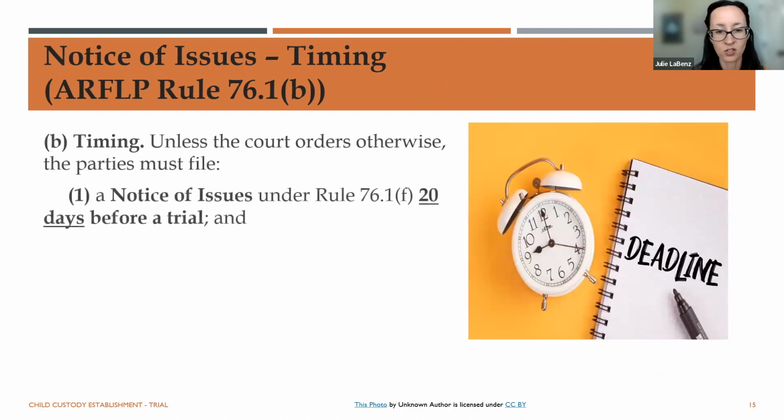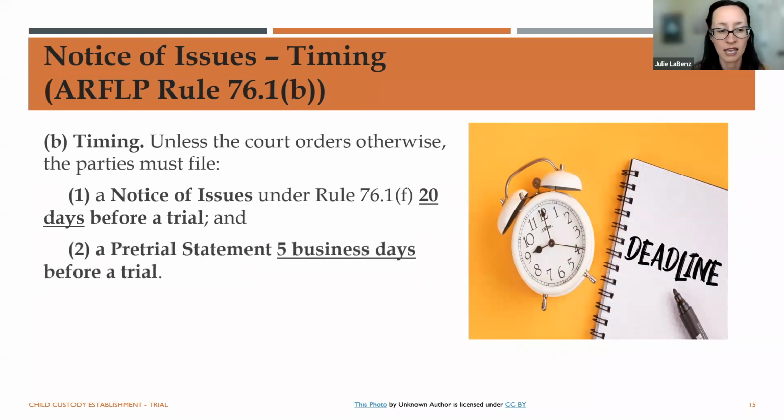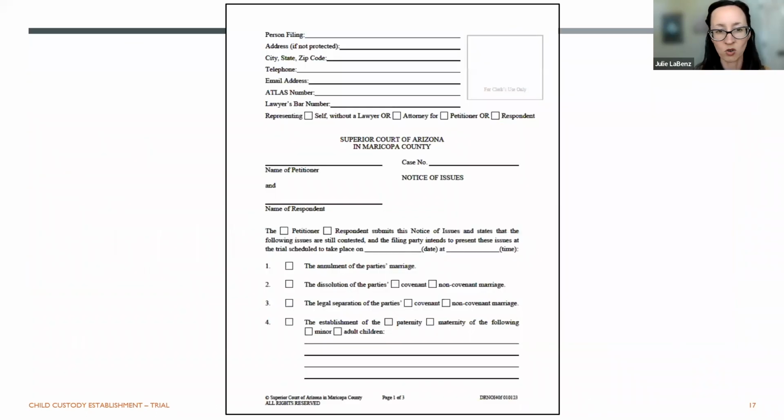When is the notice of issues due? That is due 20 calendar days before trial. And then the pretrial statement is due 5 business days before trial. Here is the court set form for the notice of issues.